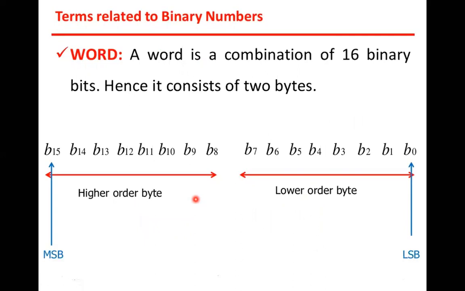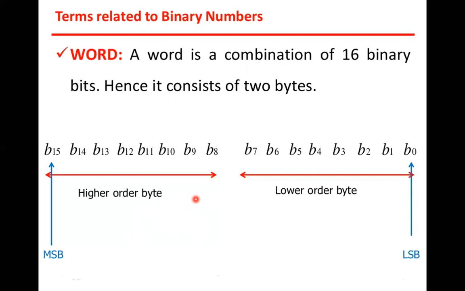What is a word? We hardly use this word. Normally we say bits or bytes. Normally we don't use nibble also, and a word we hardly use. A word is a combination of 16 binary bits. Like 8 bits is called 1 byte, so 2 bytes will be nothing but 16 binary bits. So this is called a word. A word is a combination of 16 binary bits, hence it consists of 2 bytes.